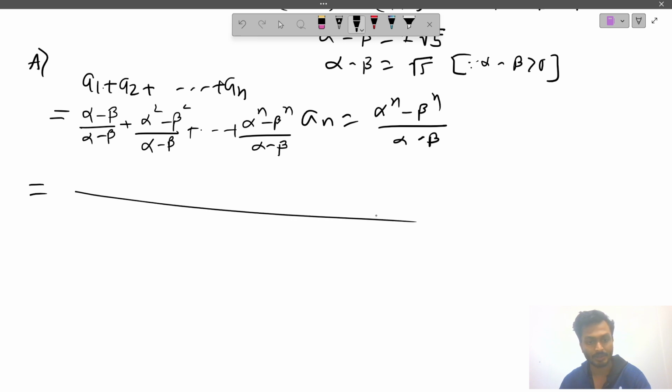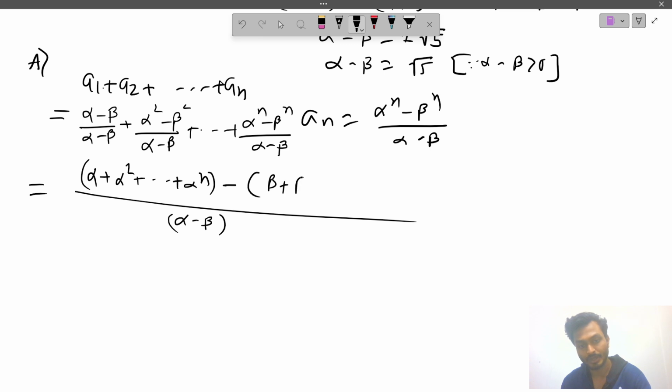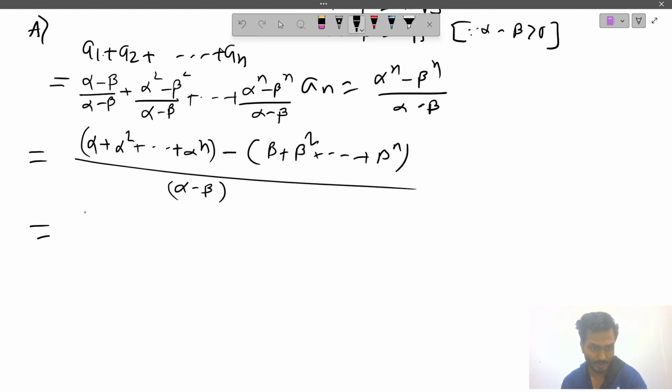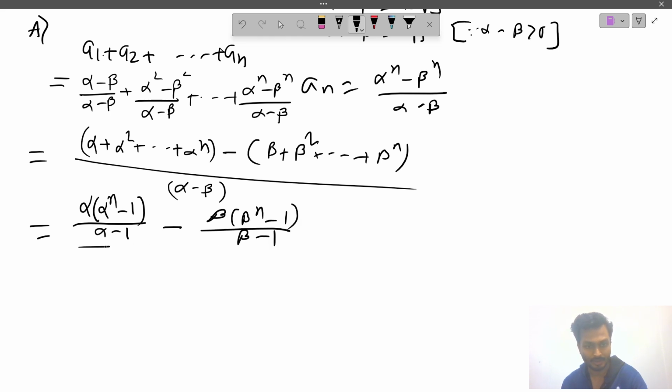This can be written by taking the LCM alpha minus beta. When we add, we get alpha plus alpha square plus dot dot dot plus alpha to the power n, and if we take minus common, beta plus beta square plus dot dot dot plus beta to the power n. We know this is the sum of a geometric series. So this will be first term a into r, alpha into alpha to the power n minus 1 divided by alpha minus 1. Similarly, beta into beta to the power n minus 1 divided by beta minus 1, and the whole divided by alpha minus beta.